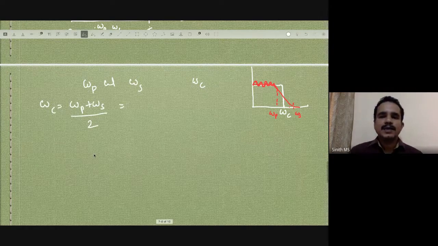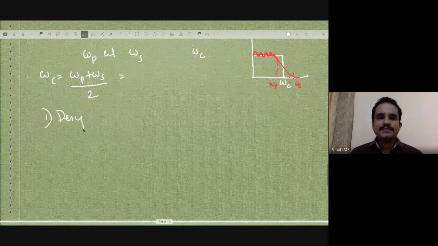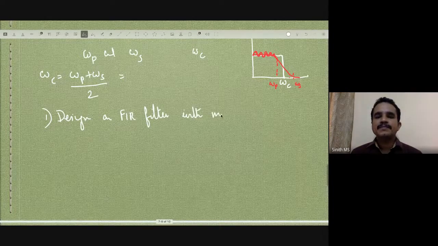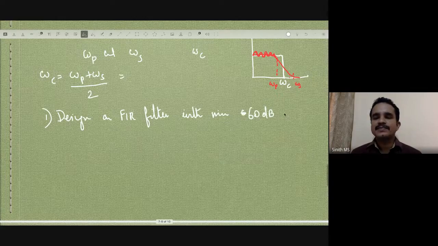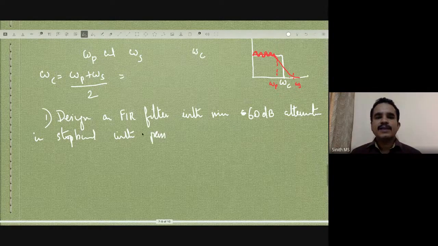So suppose that you are asked to design an FIR filter with minimum 60 dB attenuation in the stop band, with, say, a normalized pass band frequency or pass band frequency.